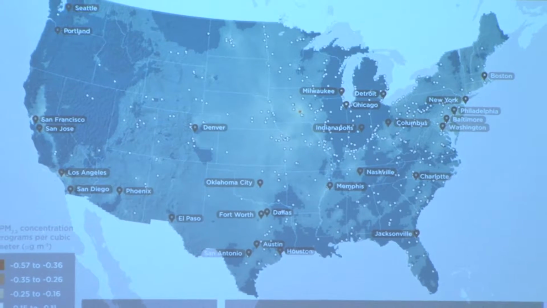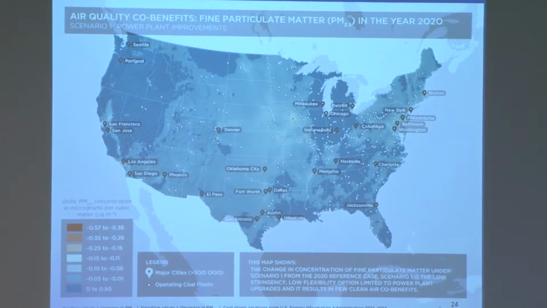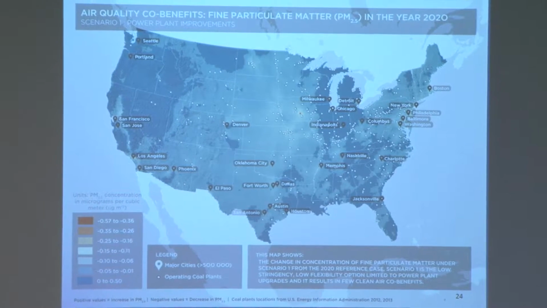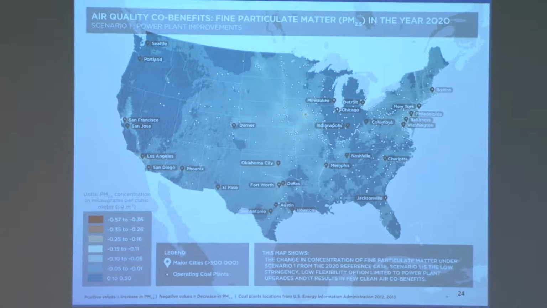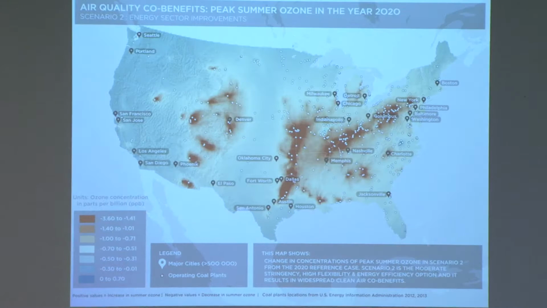So this is a scenario which is the difference between the power plant improvement scenario, the weak scenario, scenario 1, relative to the reference case for fine particles. And you can see there are very modest decreases. In some cases, there is some very limited deterioration in air quality associated with increases in sulfur dioxide, but by and large, not much change.